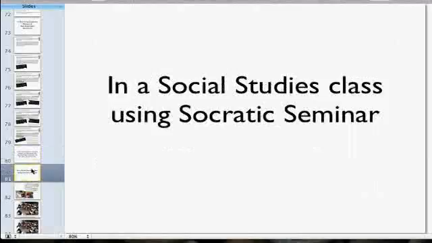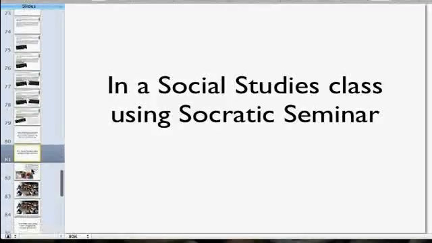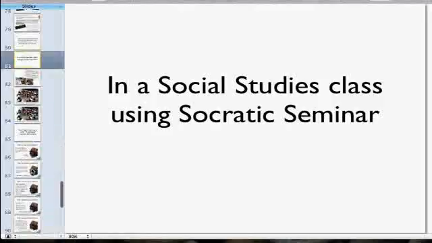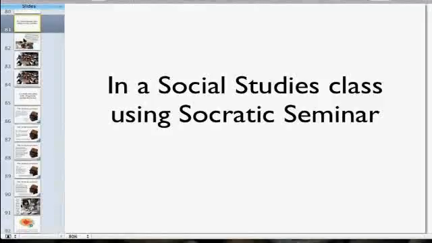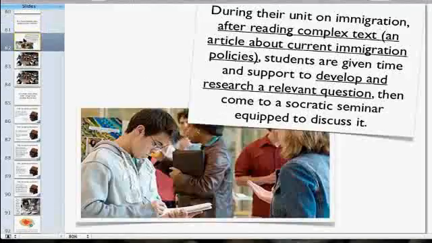So I wanted to share with you next a sample using social studies, something that might be a helpful method that many of you probably use already, many of you know about: Socratic seminar. So it's an old idea that's been around for a long time, and it's a goodie. So this contextualizes it for you during a unit on immigration. After reading complex text, an article which gives us some more informational text, students are given time to support and develop research, a relevant question, and then come to a Socratic seminar equipped to discuss it.